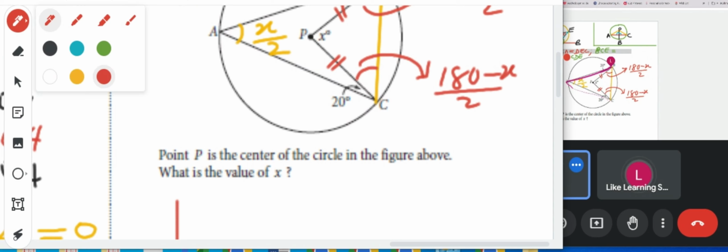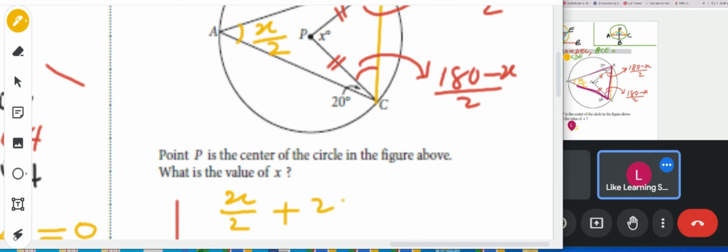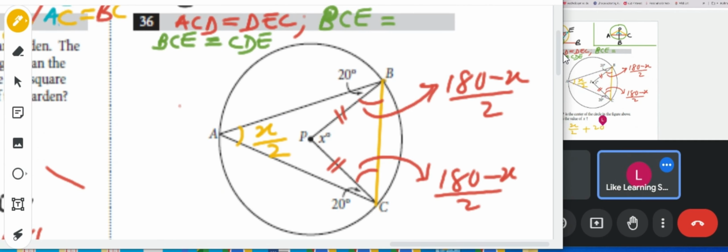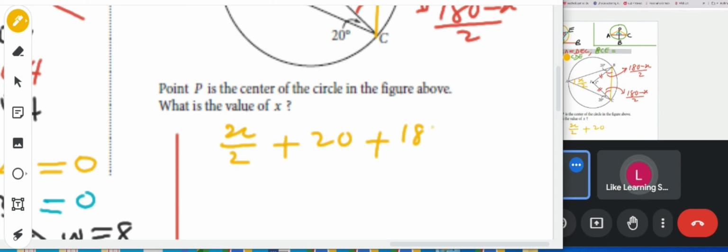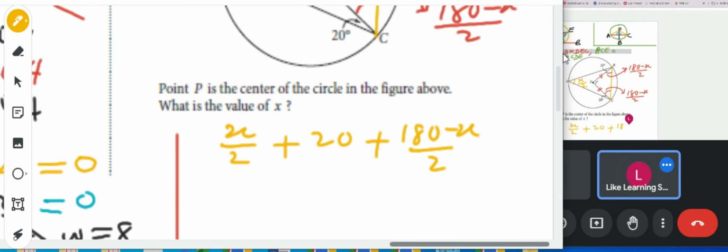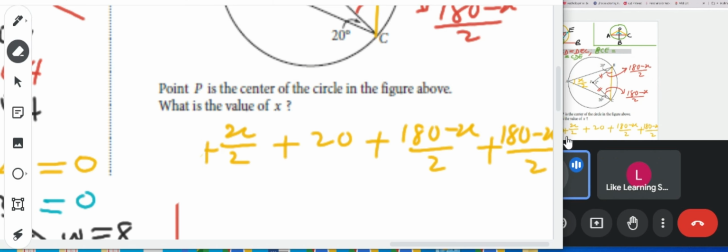So X over 2 plus 20, that's this 20, plus 180 minus X over 2, oh no, not enough space, plus again 180 minus X over 2, and of course the other 20. Let me start it from here since we didn't have enough space there, so that you just see what I'm doing. We're almost done.